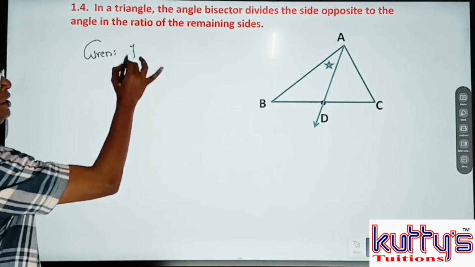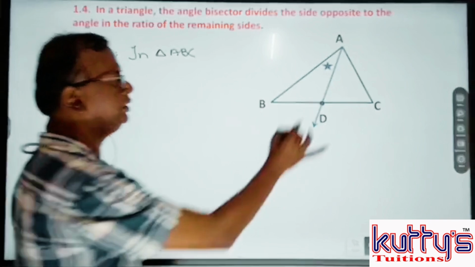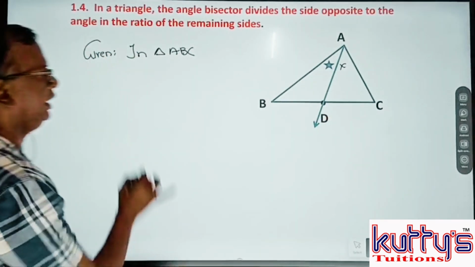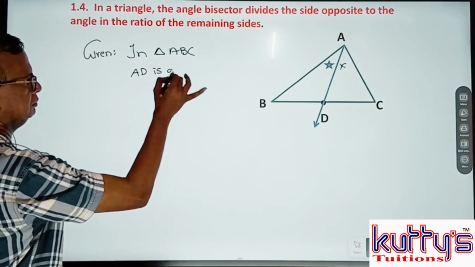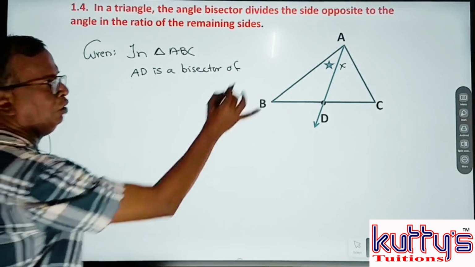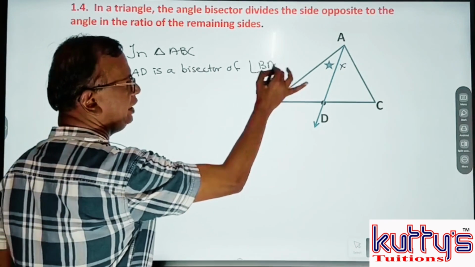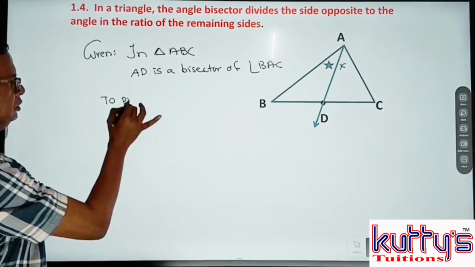In triangle ABC, which is the bisector here? AD is a bisector. Of which angle? Of angle BAC, right?